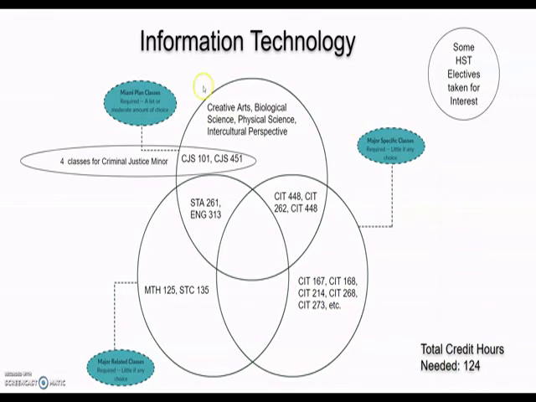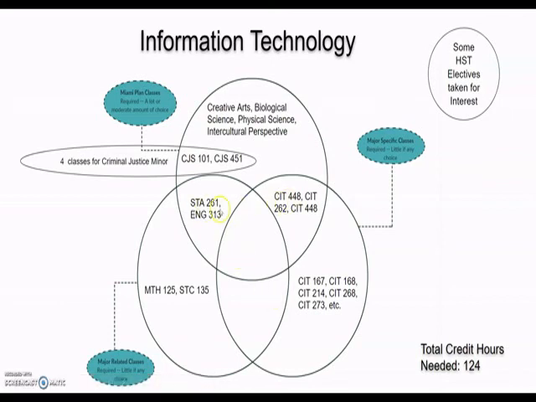This student is an information technology major, and he also is going to complete a minor in criminal justice. So he has classes in the Miami Plan. He has a lot of CIT classes, and you can see that there are a few classes that are required for a CIT major that are not CIT classes.